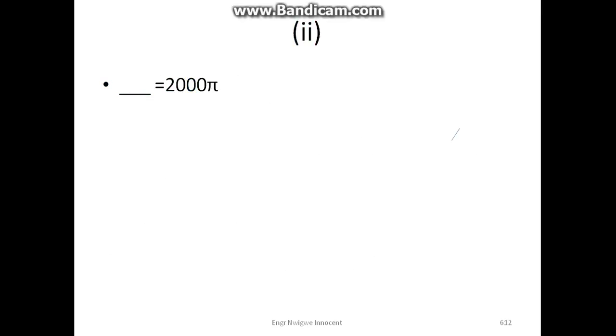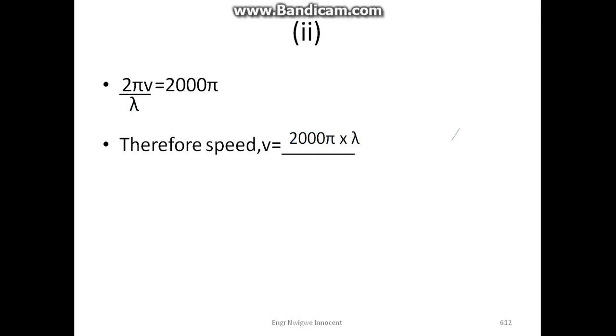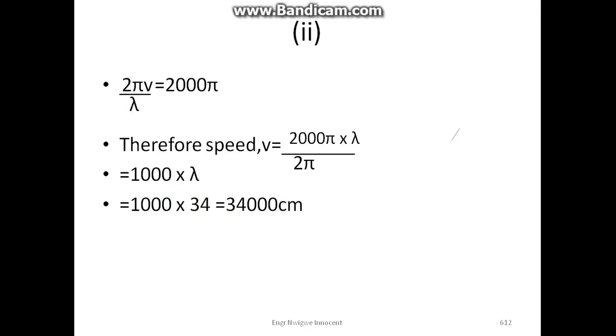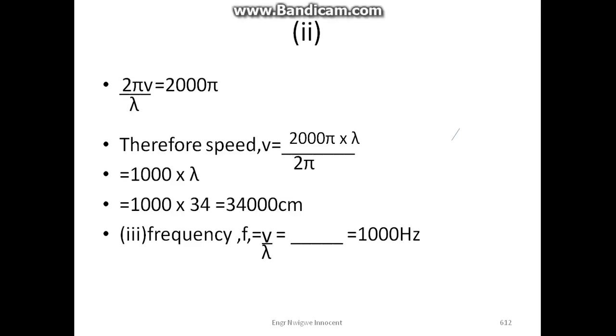(ii) 2πv over λ equals 2000π. Therefore, speed v equals 2000π times λ over 2π, which gives us 1000 times 34, which is 34,000 cm per second. (iii) Frequency f equals v over λ, which equals 34,000 over 34, which gives us 1000 Hz.